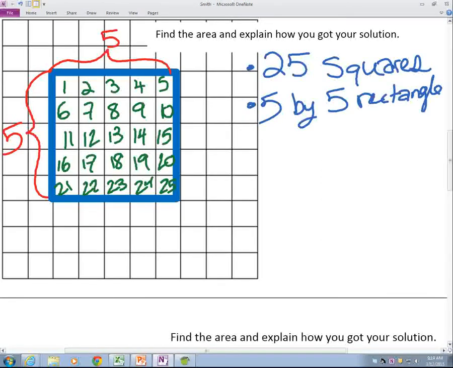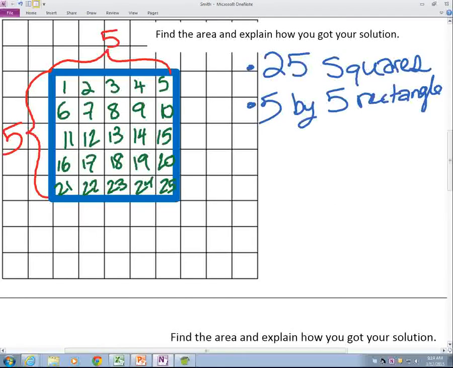So just to say what you just said, so I can repeat it for the video: you said there's 25 squares, and you knew that because it's 5 wide by 5 long, right? There's a 5 by 5 rectangle, and 5 times 5 is 25. So that's how many squares it takes up.